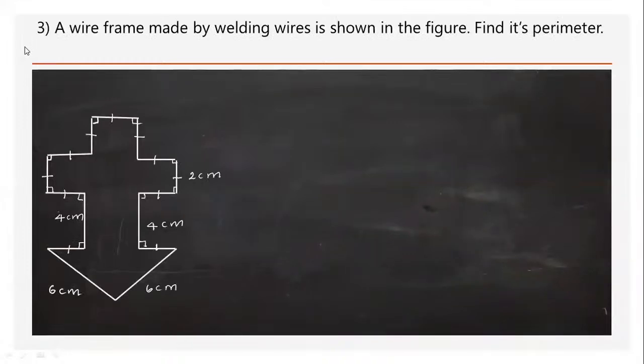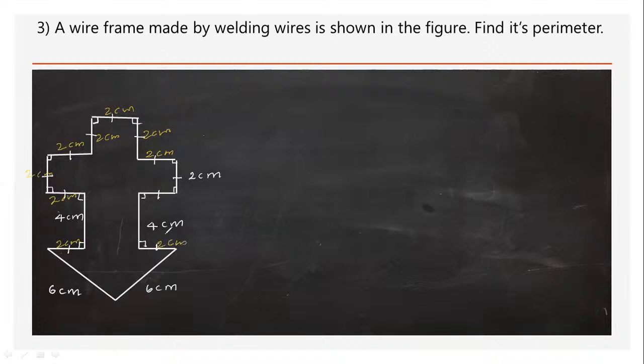A wire frame made by welding wires is shown in the figure. Find its perimeter. They have already marked 2 centimeter here, then here also 2 centimeter, 2 centimeter, 2 centimeter, 2 centimeter, 2 centimeter, 2, and here also 2, and here 2, here 2.